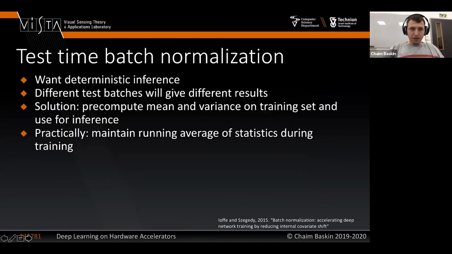Okay, so what happens at test time with batch normalization? We want deterministic inference, of course, otherwise different test batches will give different results. So the solution: we pre-compute the mean and the variance on the training set, and then use them for inference. Practically, we maintain a running average of statistics during training. This is how it works.